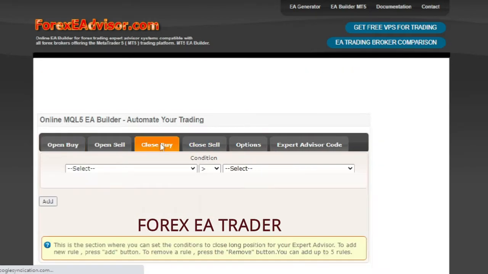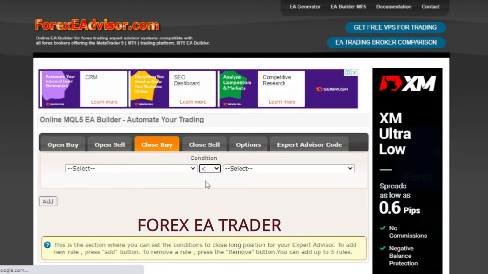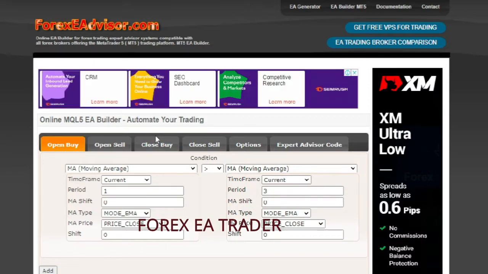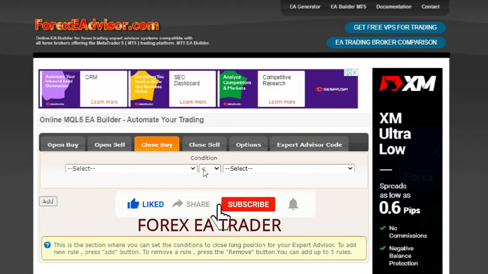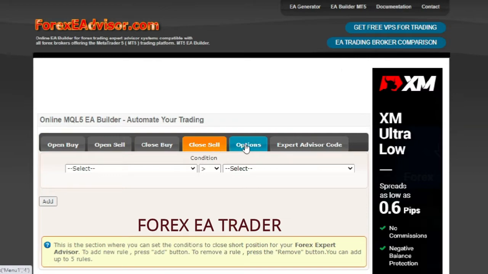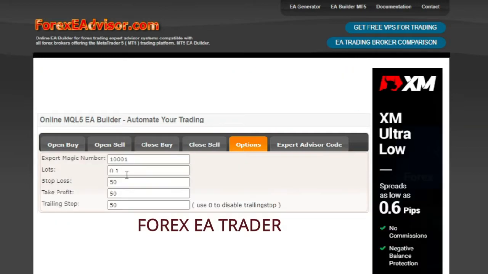When we are closing the buy, we are just going to put in the same values, and we're just going to turn the arrow to the other side. But since we are not adding anything here for this example, no worries about that. Then we are going to skip this part, and we're going to come to this part.